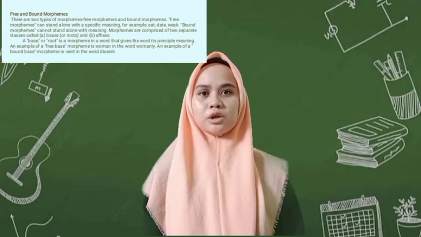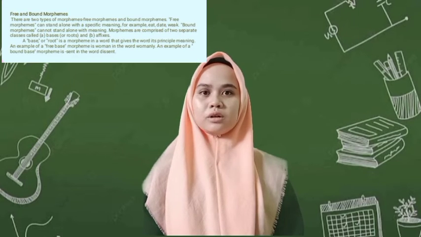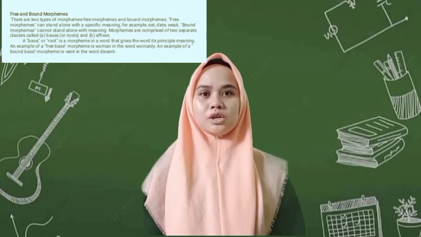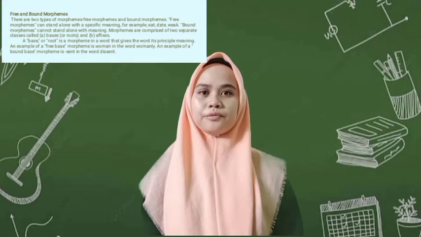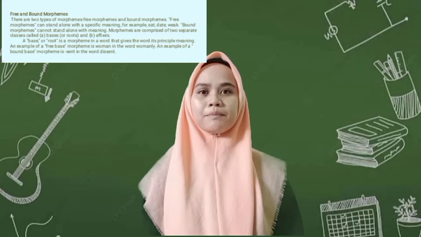Morphemes are comprised of two separate classes called bases or roots and affixes. So, a base or root is a morpheme in a word that gives that word its principal meaning. An example of a free base morpheme is woman in the word womanly. An example of a bound base morpheme is saint in the word decent.